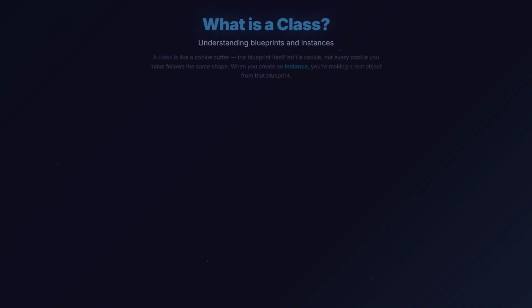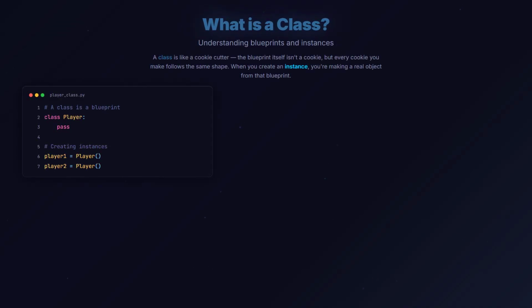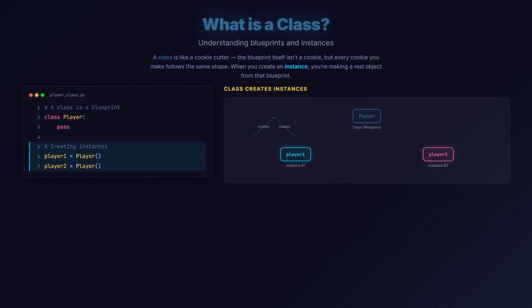Before we touch init, let us make sure the foundation is solid. A class is like a template or a blueprint. Think of it like a cookie cutter. The cutter itself is not a cookie, but every cookie you make with it follows the same shape. When you create an instance of a class, you're making a real object from that blueprint. But here's the problem. Both players are identical blank slates. They have no name, no health, no level.